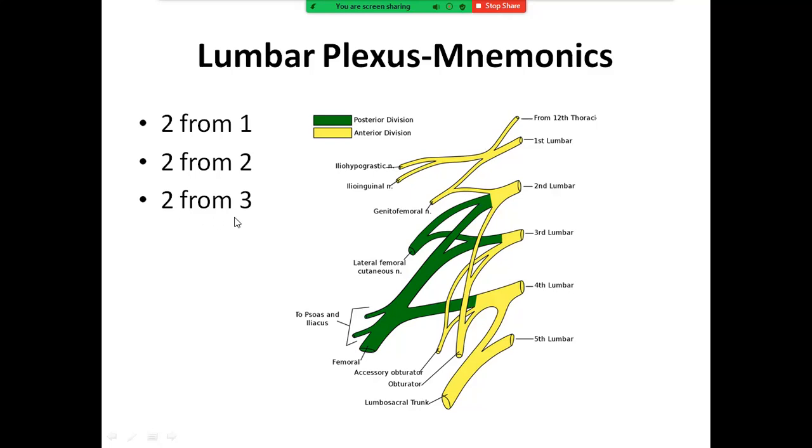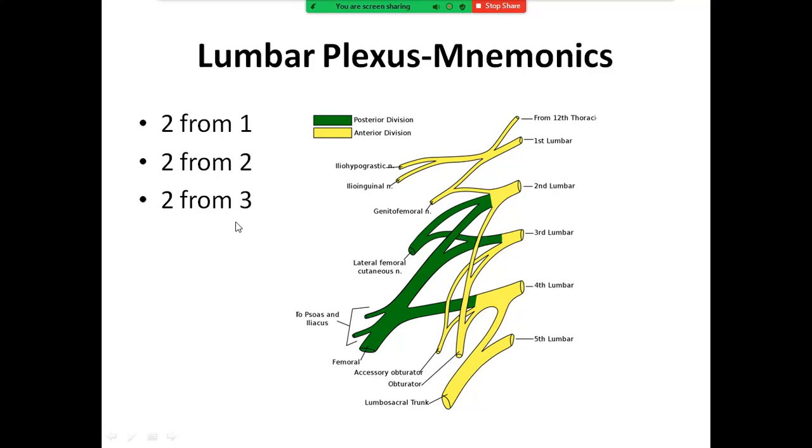The next mnemonic is 2 from 3, that is the obturator nerve, the anterior division of L2, L3 and L4, which gives rise to the obturator nerve. So you could see that this obturator nerve arises from three branches, L2, L3 and L4. Similarly, there is one more nerve which also arises in the same way from three branches. That is the femoral nerve, which also arises from L2, L3 and L4. So this is a posterior division and this is an anterior division.